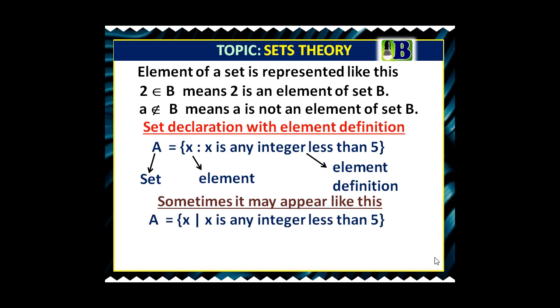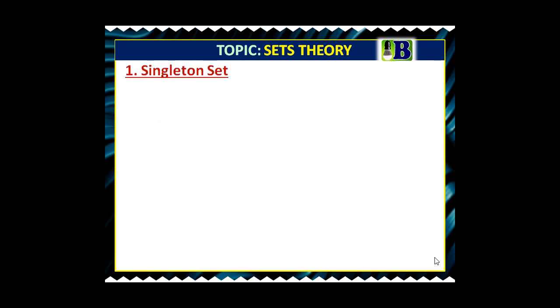Sometimes it may appear like this. A is equal to {x | ...}. Then we have the pipe sign. Immediately after the pipe sign, you have the definition of the element. It's almost the same thing with the first one, but the only difference is that the first one is represented with a colon, while this one is represented with the pipe sign. So that is the way we normally define a set.